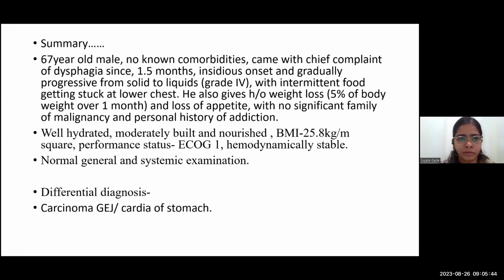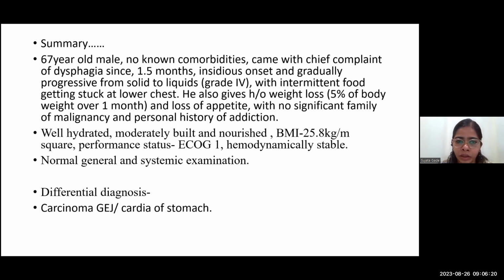We are continuing last Saturday's discussion of the case of a GE junction tumor. In short, I will summarize. A 67-year-old male with no known comorbidities came with the chief complaint of dysphagia since one and a half months. It was insidious in onset, gradually progressive from solids to liquids, grade 4 dysphagia with intermittent food getting stuck at the lower chest. He also gave a history of significant weight loss, around 5% of body weight over a period of 1 month, with loss of appetite. There was no significant family history of any malignancy and no personal history of any addiction.